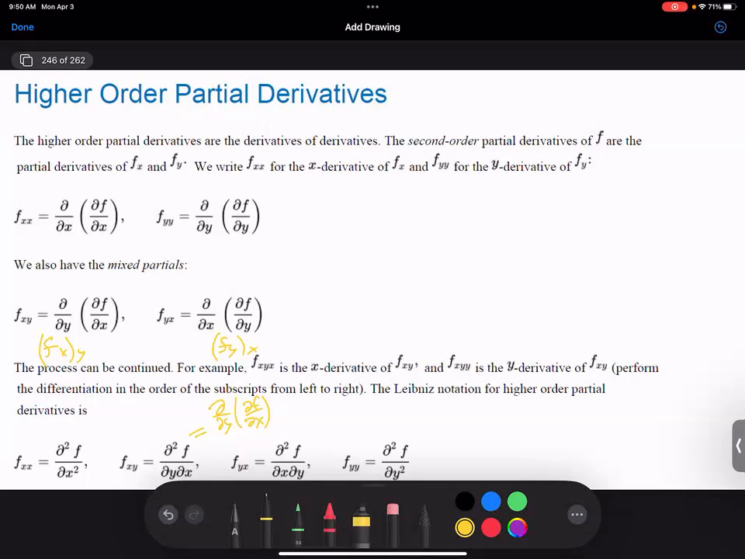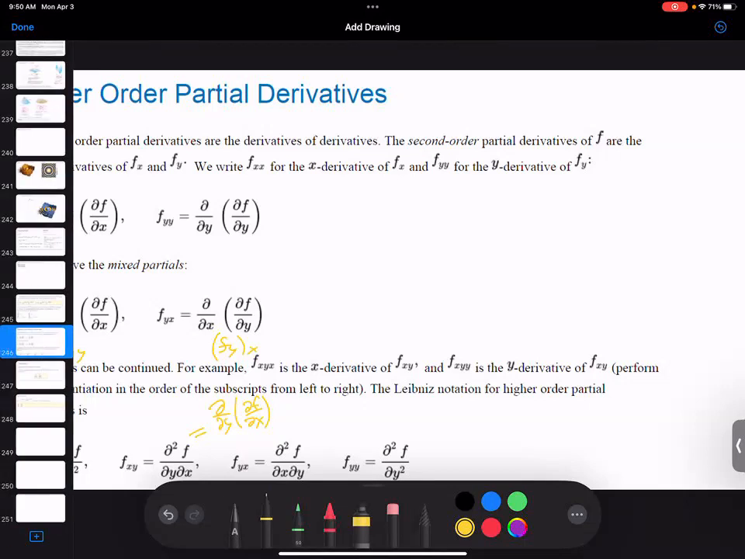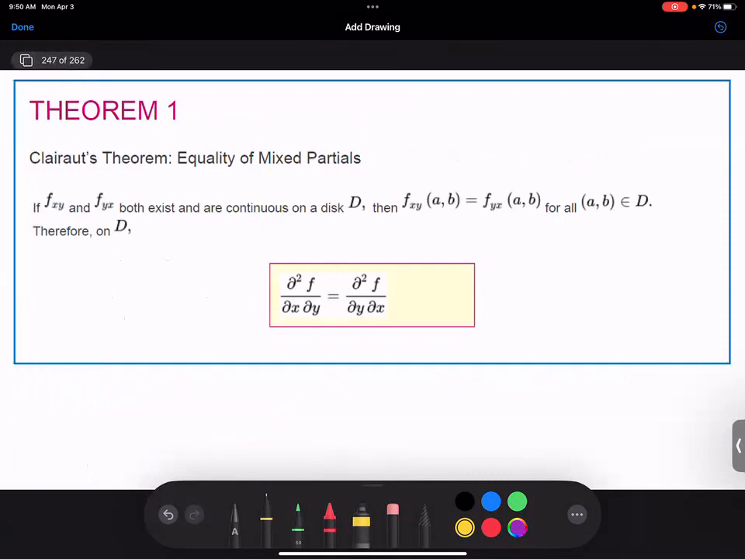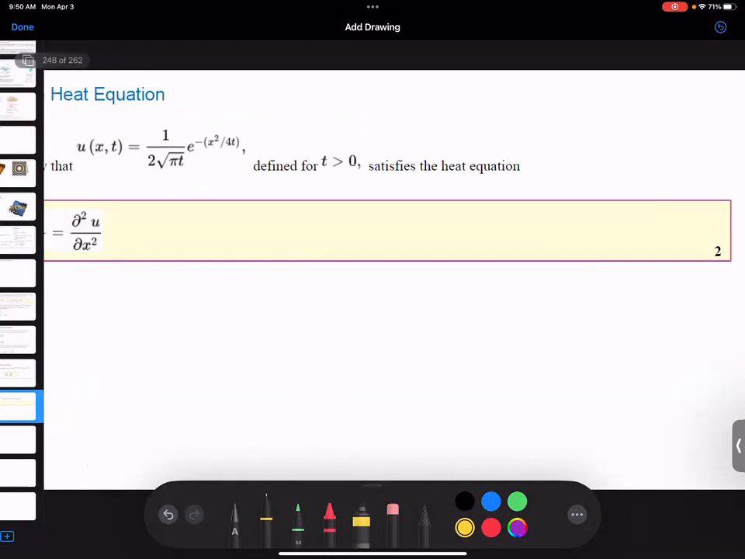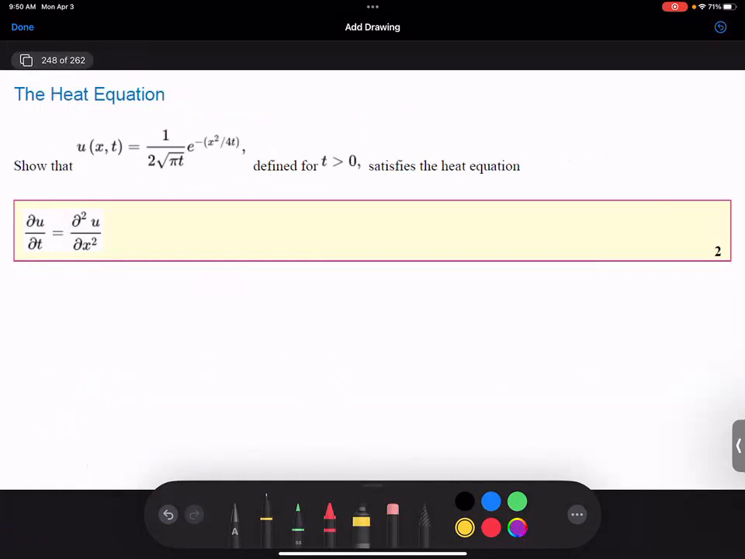Okay. So the last thing is, if everything is nice, if the functions f_xy and f_yx are both continuous, then you can switch the order of differentiation without effect. So it doesn't matter which order you differentiate, you get the same result. I'm not going to go into stuff like this, but it turns out there's a tremendous number of equations related to solving partial differential equations. And this is one of the reasons why we care so much about this.